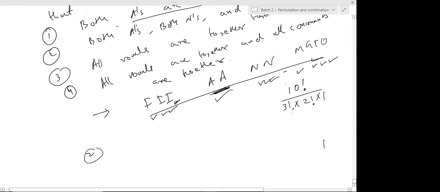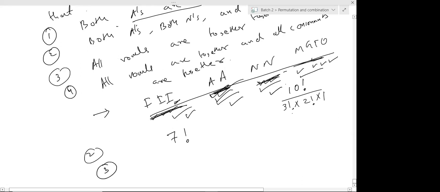In the second part, both A's are together, so one bundle of this. Both N's are together, so one bundle of this. All I's are together, so one bundle of this. So 1, 2, 3, and these 4 things, so 7 things to arrange, 7 factorial. And now all these units are different, so no need to divide by anything.